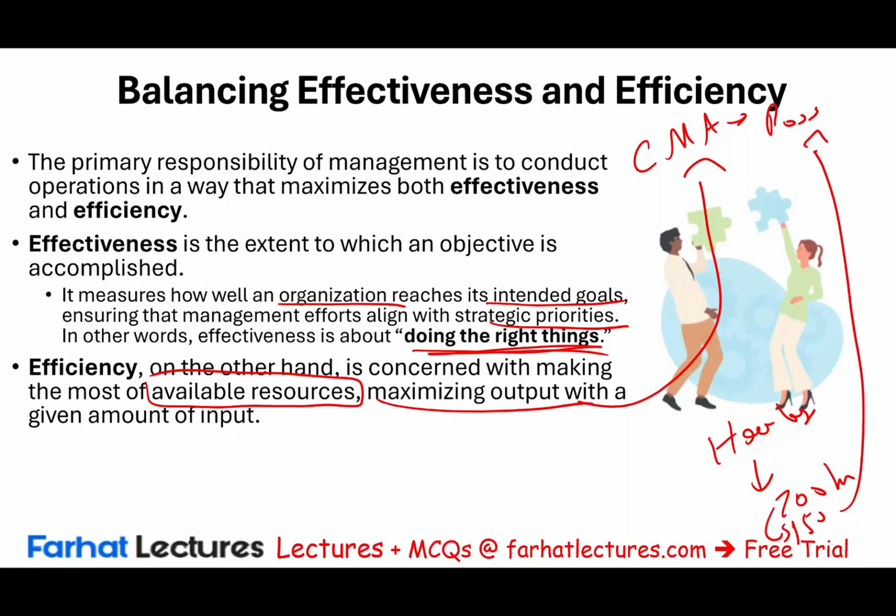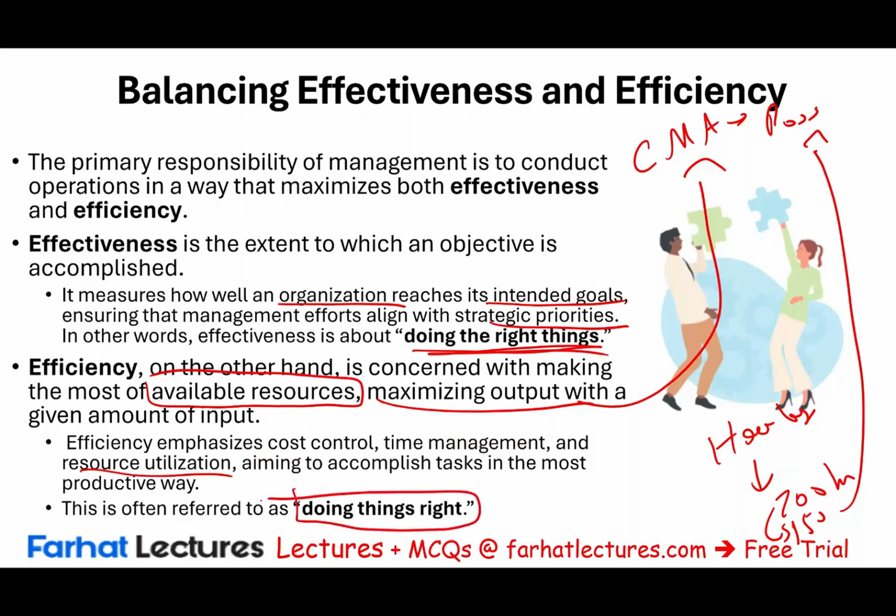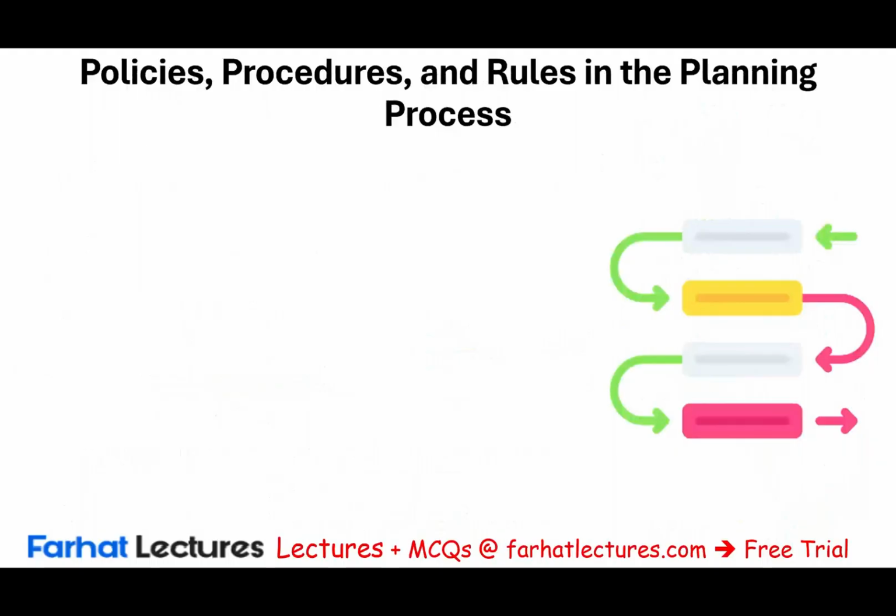So efficiency is achieving your goal with the least amount of resources, with the least amount of input, while achieving the same output. Efficiency emphasizes cost control, time management, and resource utilization, aiming to accomplish tasks in the most productive way. Here, you're doing things right in the sense that you are using the least amount of resources. So as you're planning, you want to make sure you are effective, you are achieving your goal, and you are efficient, using the least amount of resources.